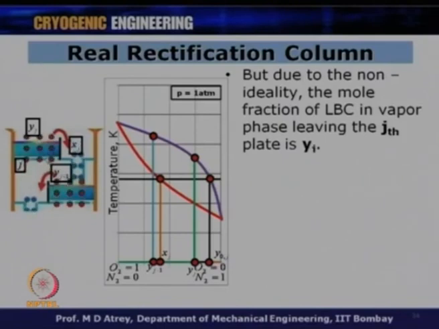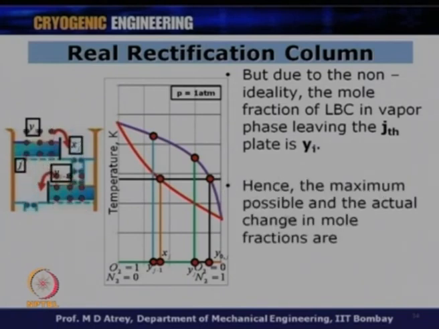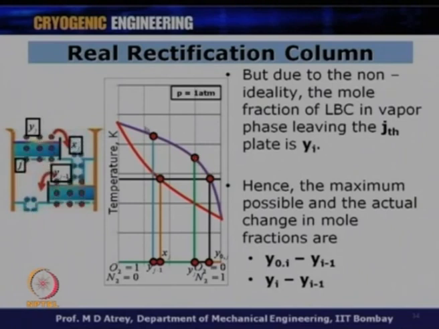So, what has happened in one plate? In one plate, the vapor entered the plate at Yj minus 1, and when the vapor left the plate, it left at Yj, but it should have actually left at Yoj. So, the actual change, the vapor got enriched in the low boiling component from Yj minus 1 to Yj, while ideally it should have left at Yoj, and this is what is going to give the efficiency of this particular plate. Hence, the maximum possible change is Yoj minus Yj minus 1, but the actual one is Yj minus Yj minus 1.